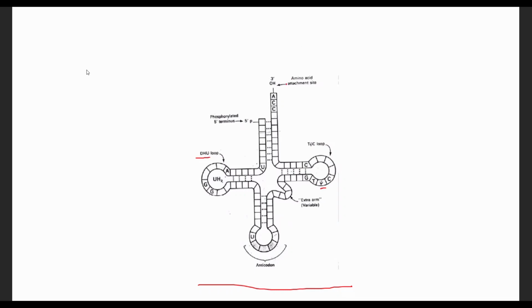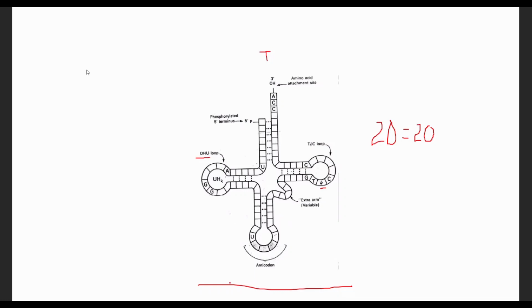Amino acid is bound on the 3' end of transfer RNA. So this is transfer RNA. For the 20 amino acids, we have 20 transfer RNAs. Each of the 20 amino acids is carried by its own transfer RNA. This one, for example, is for the amino acid tyrosine. Other amino acids use a different transfer RNA, carried by their own transfer RNA.